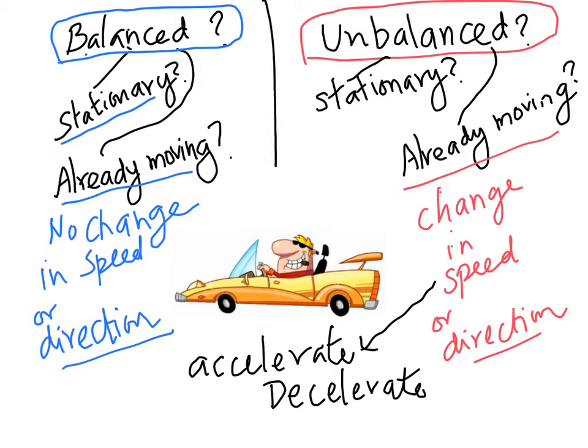So two cases. One is unbalanced. If an unbalanced force is acting on an object such as a car, then it will either change in speed, which means it will accelerate or decelerate, or it will change in direction. So make sure that you apply this rule. Okay, let's actually look at an example.